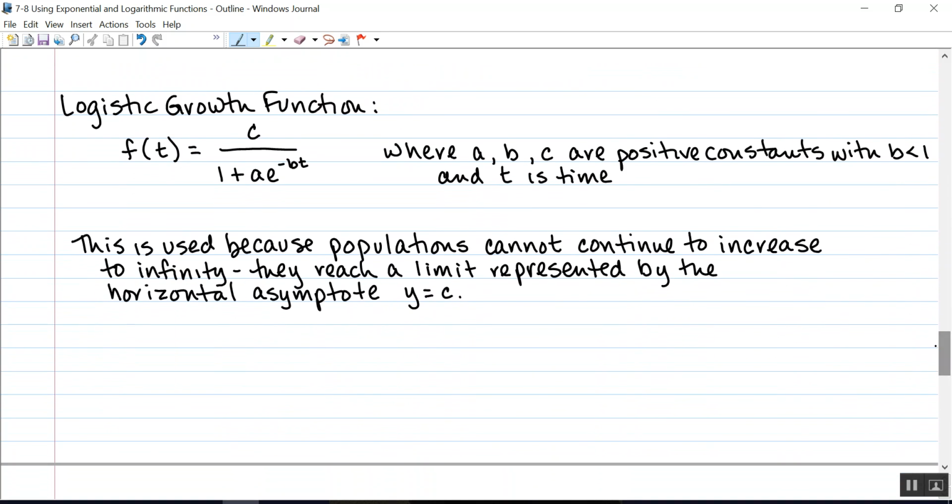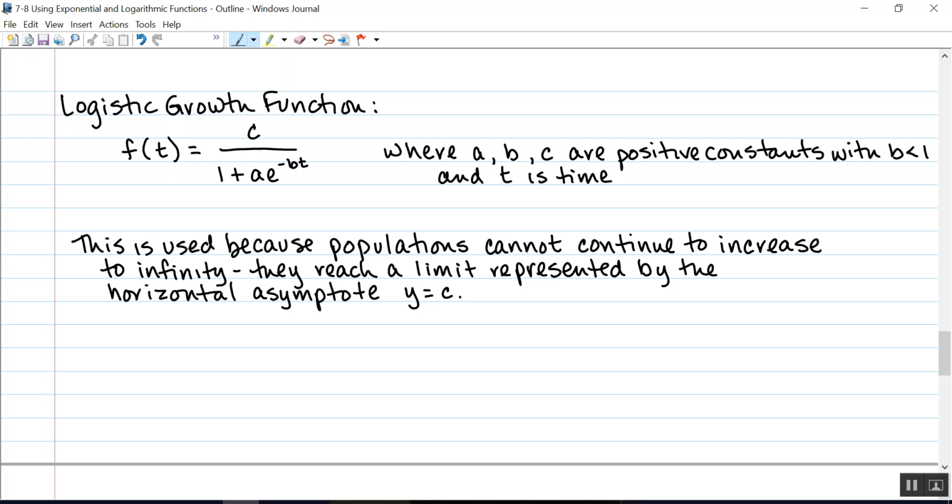And our last examples here talk about the logistic growth function, which is modeled by this equation. f(t) = c / (1 + a e^(-bt)), where a, b, and c are positive constants, and b has to be less than 1, so b is going to be a number between 0 and 1, and t is the time.